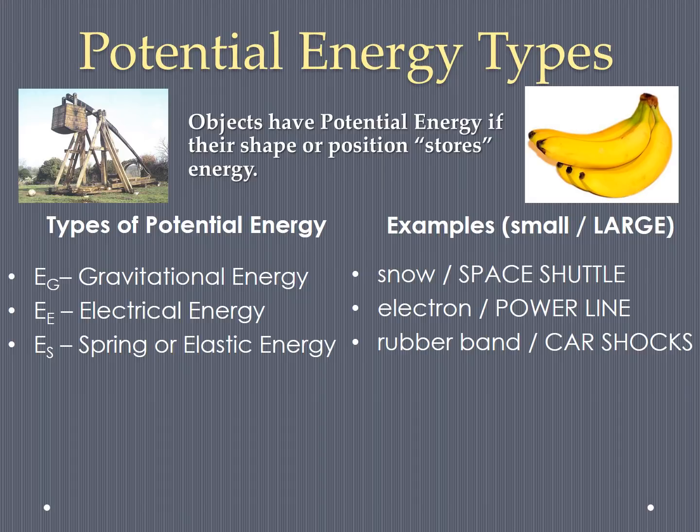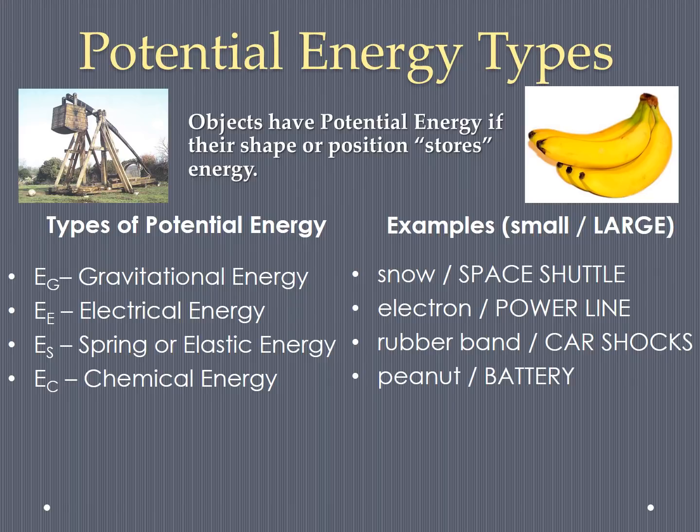Next one, we've got chemical energy. This one's an interesting one. It's pretty much kind of anything that has chemicals in it that allow it to have some stored energy. Something as simple as a peanut actually has energy in it because if you eat a certain amount of peanuts, you have actual stored chemical energy in your body. Batteries have a lot of stored chemical energy in them.